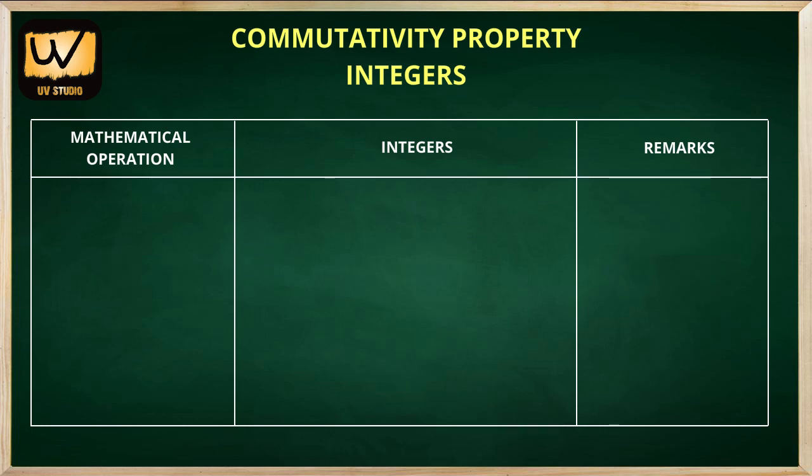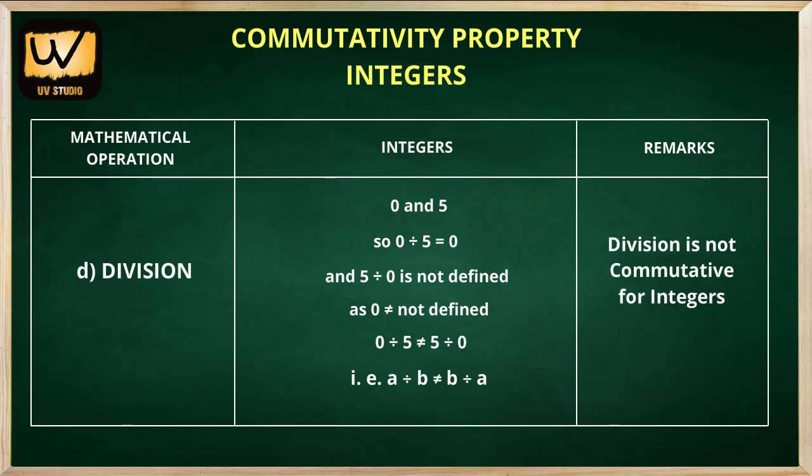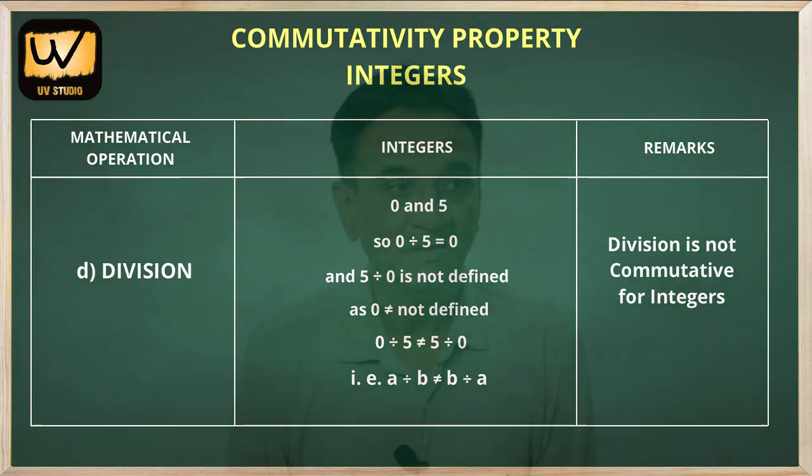Let us go to the last mathematical operation, that is division of integers. Let the integers be 0 and 5. Division, 0 divided by 5 is equal to 0, and 5 divided by 0, you know it is not defined if the denominator is 0. As 0 is not equal to not defined, 0 divided by 5 is not equal to 5 divided by 0, that is a divided by b is not equal to b divided by a. What's the remark? Division is not commutative for integers.